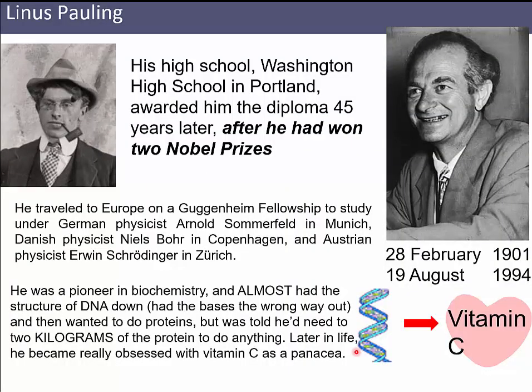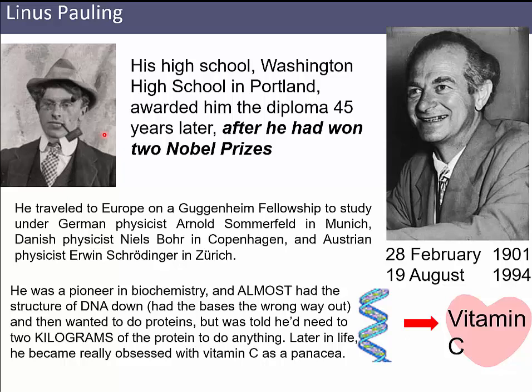So here's a picture of Pauling, early Pauling and old Pauling, back when if you couldn't wear a beard, you got yourself a corncob pipe. He's missing the bow tie. Washington High School in Portland gave him his diploma 45 years later, after he had already won 2 Nobel Prizes. So if you think your high school was tough, just think about how hard his high school was. He's one of a very few people to have 2 Nobel Prizes.